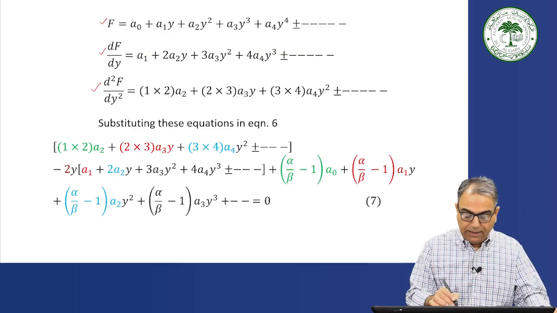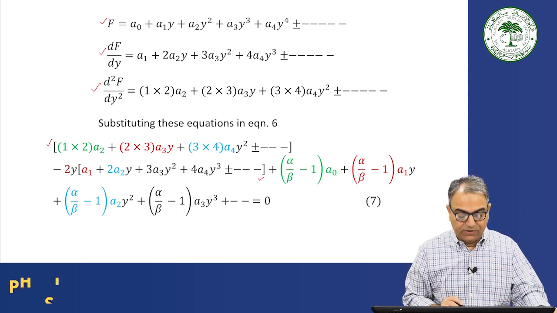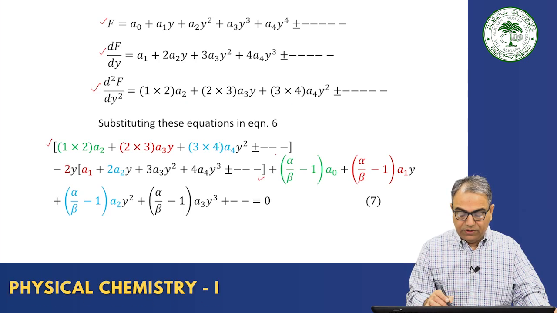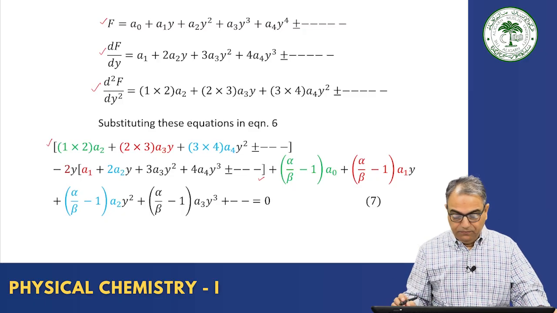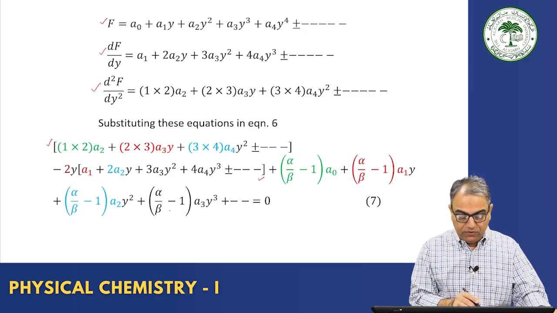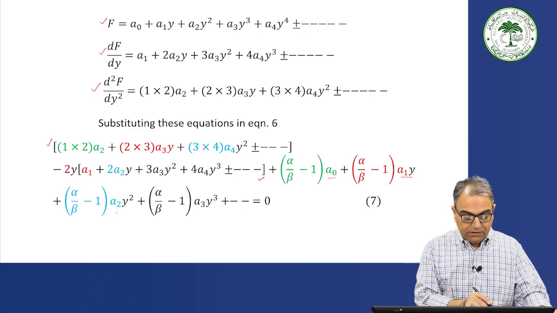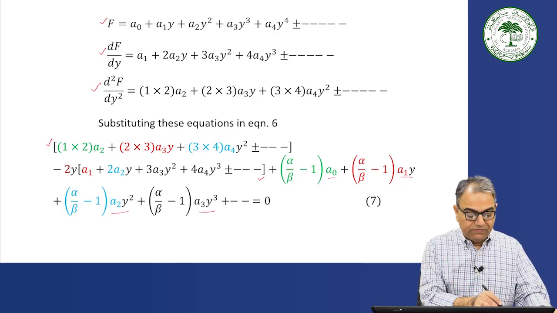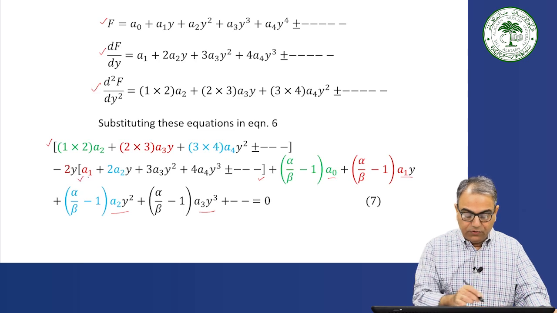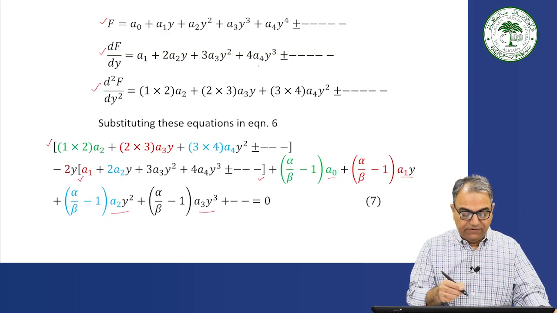So from here up to this is d square f by dy square. Look at this equation: I have put these values in, then minus 2y into df divided by dy, then alpha divided by beta minus 1 a naught, alpha divided by beta minus 1 a1y, plus alpha divided by beta minus 1 a2y square, and so on. You can write the other terms. This is the first term, this the second, this the third, this the fourth, and from here the f terms. This part is df divided by dy, which I have already written on the same slide.